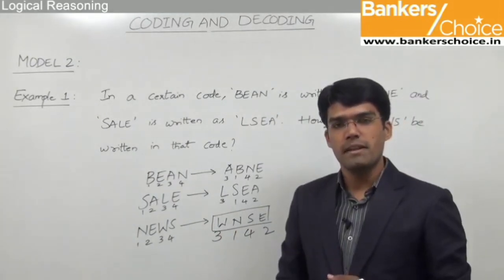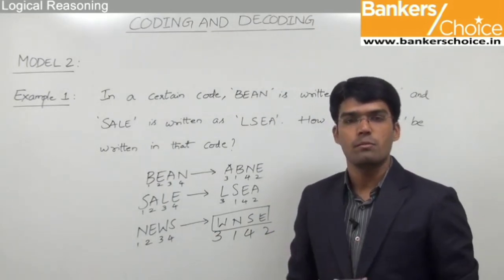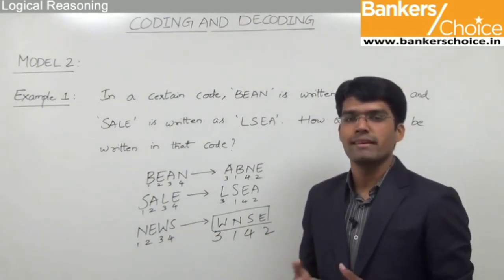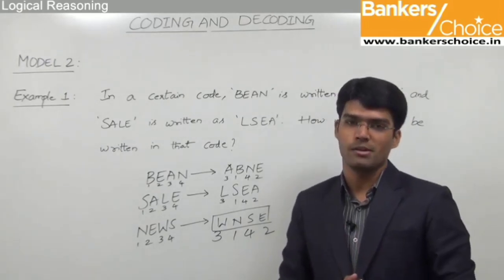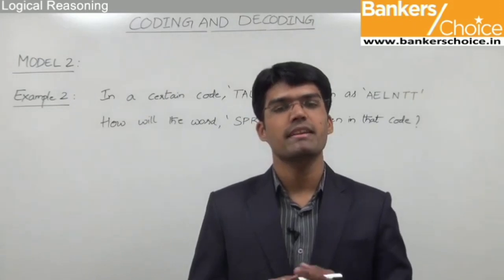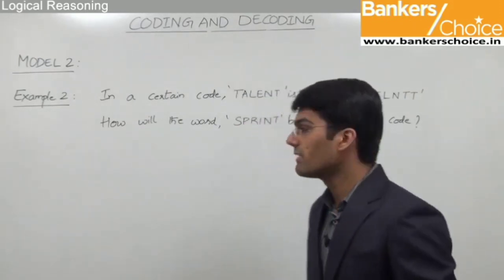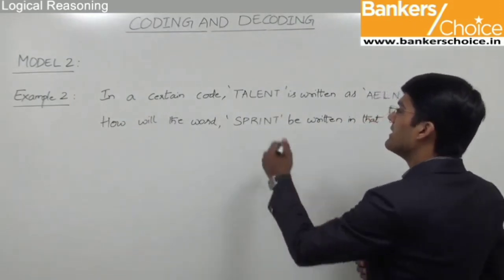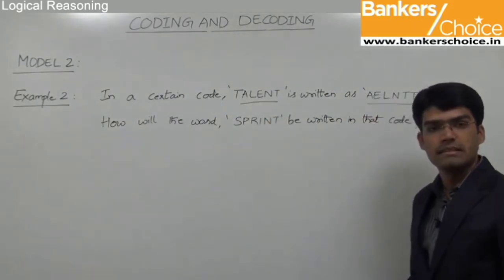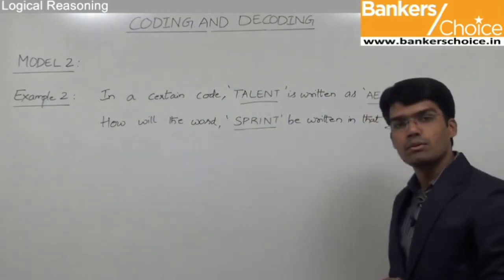So remember friends, whenever the same letters are present in the coded form, the probable logic could be jumbling of those letters. So just try to check if that satisfies, you get the answer, otherwise you need to go for some other logic. Let us now take a second example from Model 2, which is again based on jumbling of the letters of the given word. The question here is, in a certain code, TALENT is written as AELNTT. How will the word SPRINT be written in that code?